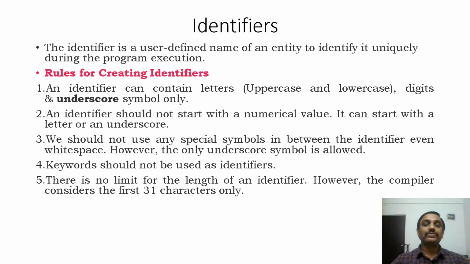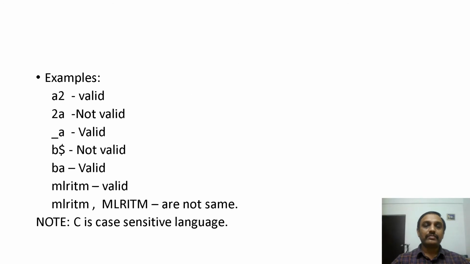Keywords should not be used as identifiers. There is no limit for the length of an identifier. However, the compiler considers the first 31 characters only. Here are some examples for identifiers. Some are valid identifiers, some are not valid identifiers. So we will see why those identifiers are not valid.